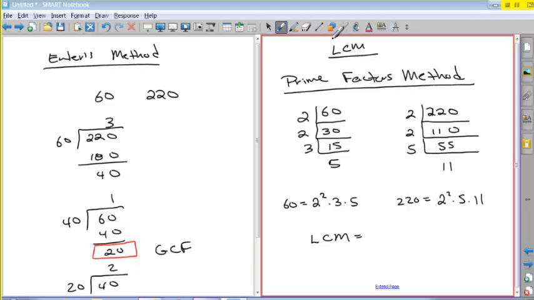So the least common multiple is greater than each one of these. So we're going to choose all of the numbers that are in any of the factorizations. So we have a 2, we have a 3, we have a 5, we have 11. And then we pick the highest multiple of each one of these. Well, 2 to the second is the highest. I have 3 to the first and 3 not in there. So 3 to the first, I've got 5 to the first, and I've got 11 to the first.